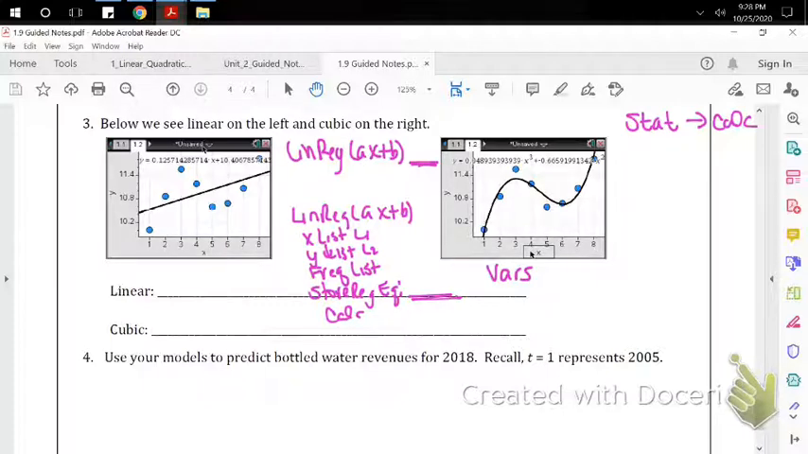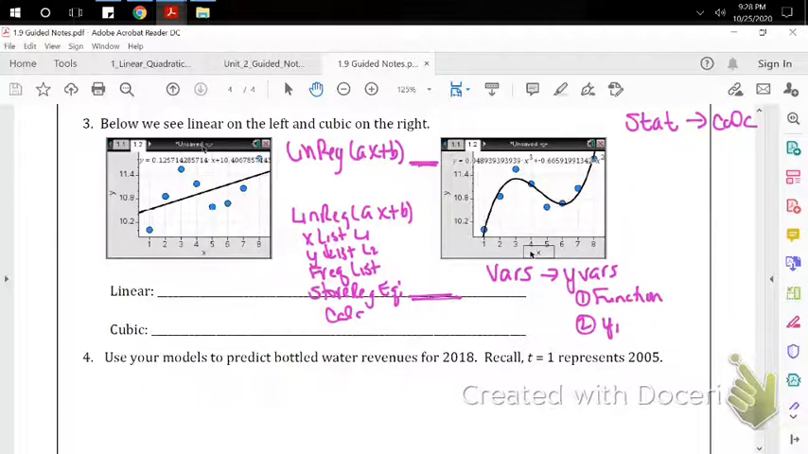I messed up. Let me go grab mine again. I went in the right place to do it. So VARS, then we're going to right arrow over to Y-VARS. It's a function. And then it asks where do we want to put it. We'll just put ours in Y1. And then we can either hit enter or calculate, whichever one you've got.